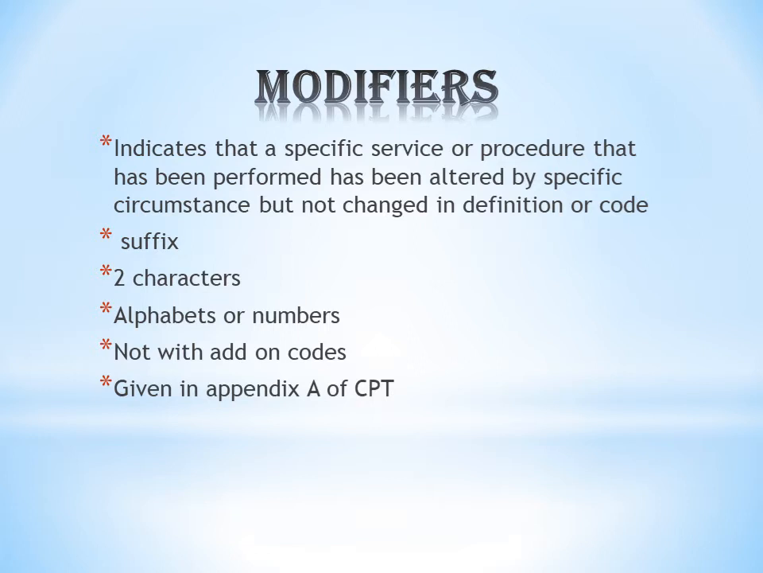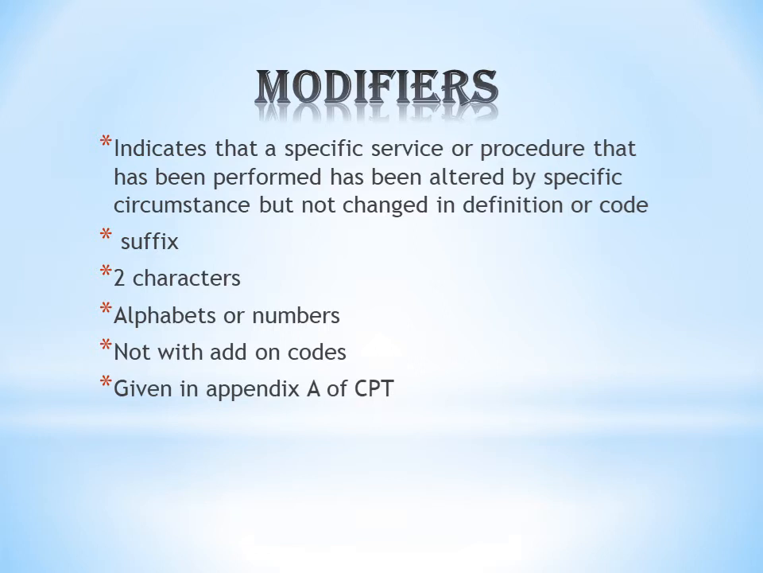When this modifier is given at the end of the code, it means that the description of the code is the same, but there is some alteration in its content. For example, when a doctor takes additional time or effort for doing a particular procedure, you have to apply a modifier for that. Another example is when the same procedure is done on both the left and right side, then you can give the modifier for a bilateral procedure.